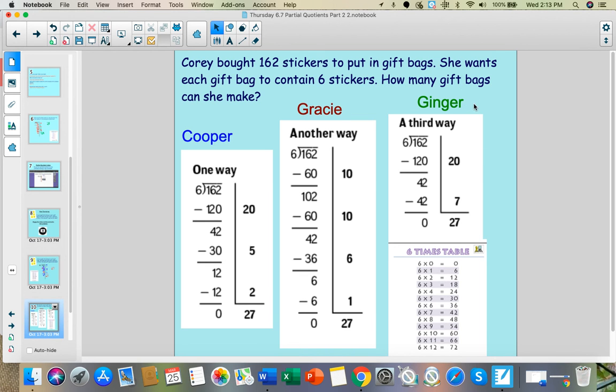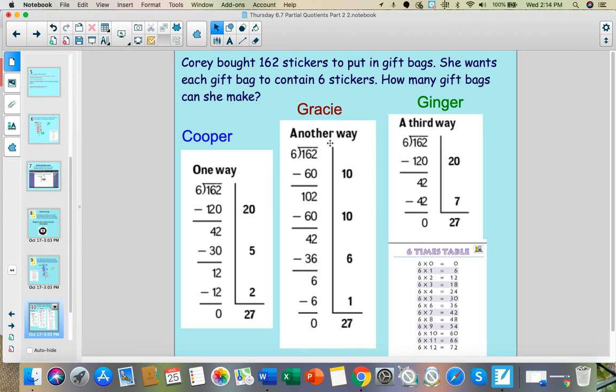Ginger said, forget Cooper and Gracie. I am in a hurry. I know my facts very well. I am going to just zip through this. So Ginger said, I'll just do 6 times 20 is 120. And then she got 42. And Ginger knew that 6 times 7 is 42. So she went straight into 6 times 7, put 42 and got 0. So she got it in 2 easy steps.